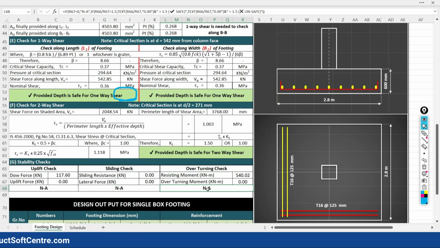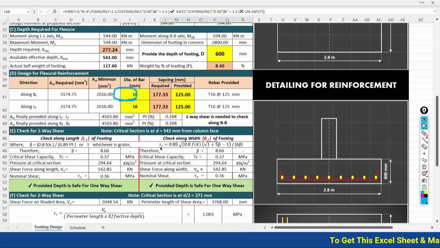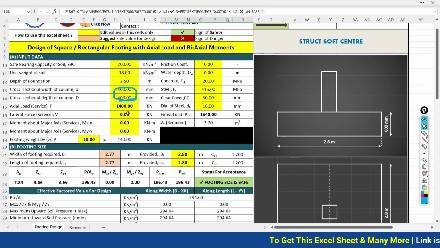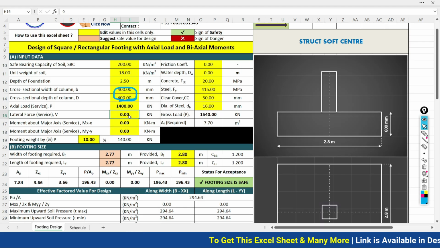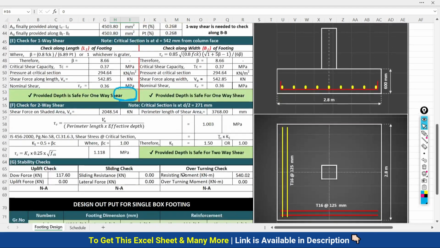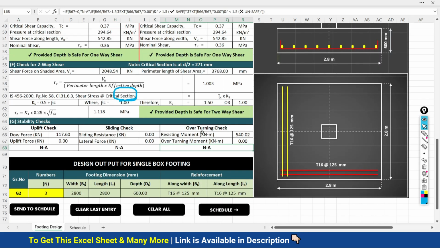Overturning check is also required when the structure, mainly the foundation, is subjected to lateral load plus eccentricity. In our problem statement both of these are not there. No lateral load, no eccentricity, no moment. That's why it is again not needed to perform the stability check against overturning. So no stability checks required. That's why not applicable, not applicable, not applicable.